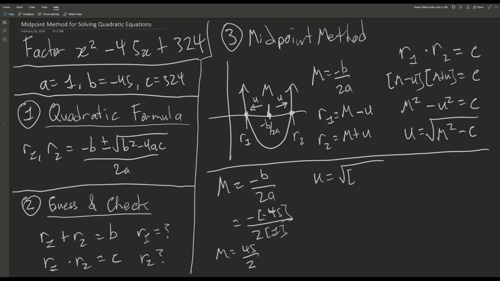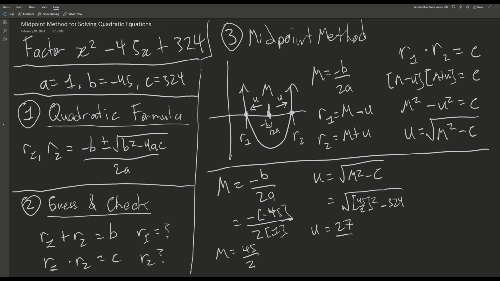u is equal to the square root of m squared minus c. It's equal to the square root of 45 over 2 squared minus 324. So finally, u is going to come out to be 27 over 2.